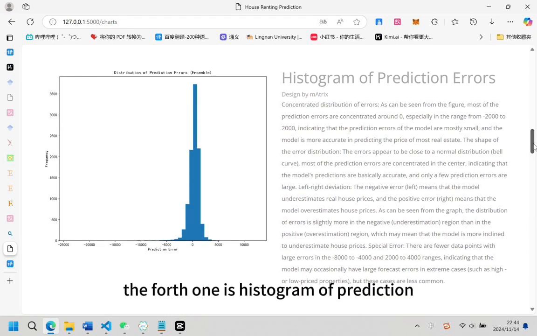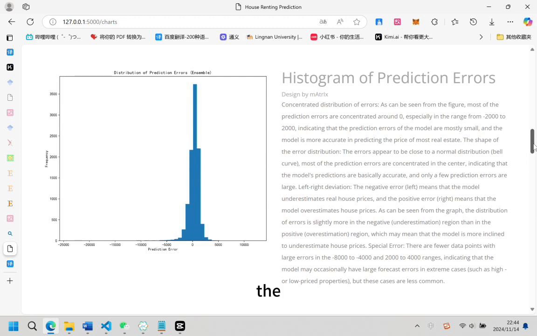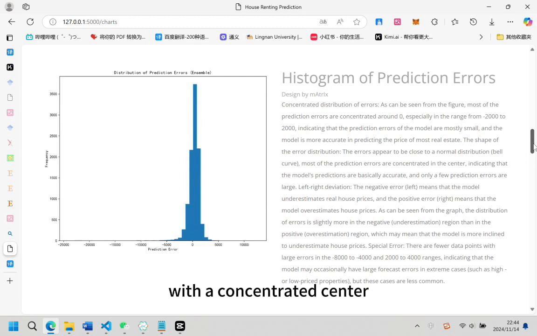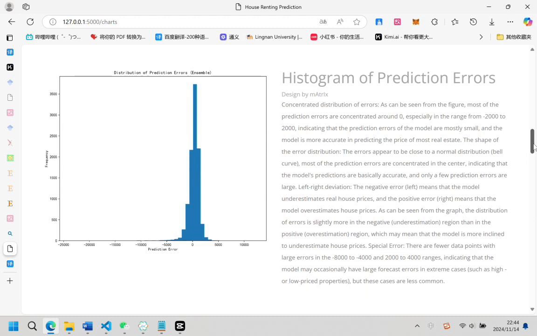The fourth one is histogram of prediction errors. The errors are mainly concentrated around 0, mostly within the range of minus 2000 to 2000, indicating that the model's predictions are relatively accurate. The error distribution is close to a normal distribution with a concentrated center, indicating that the model is generally reliable and has fewer large errors.